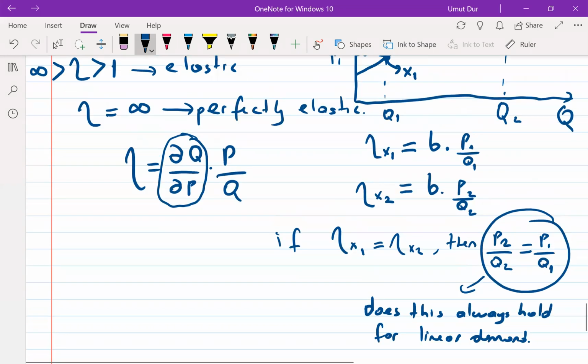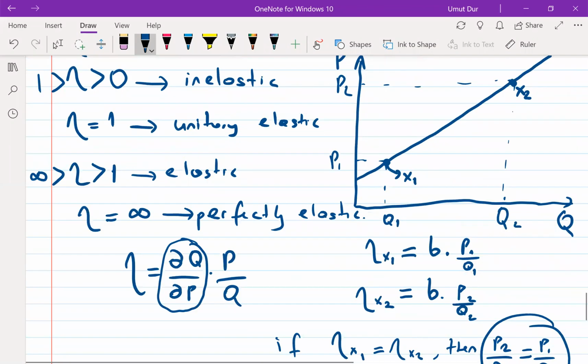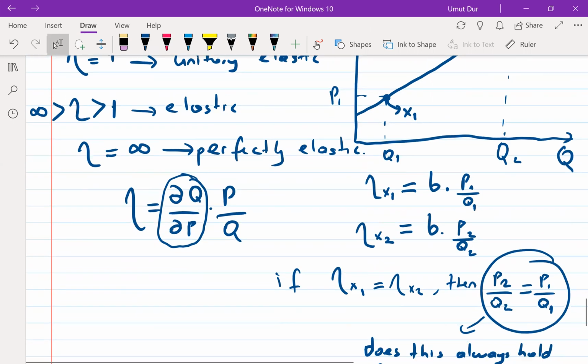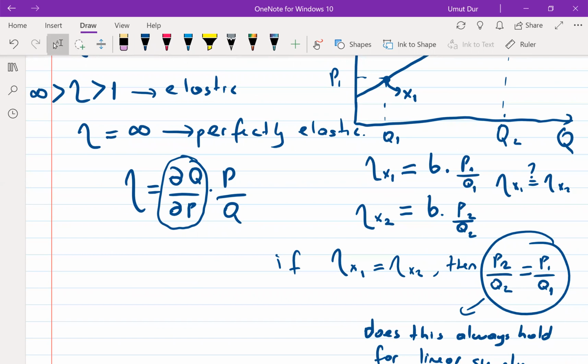Okay, so if we have a linear, why do I say demand? Okay, sorry for that, for linear supply. Okay, so I just want you to think about it. Okay, so whether we always have eta x1 equal to eta x2. Okay, so whether this is always the case. Okay, so this is the question, and I want you to think about it. Okay, any question?